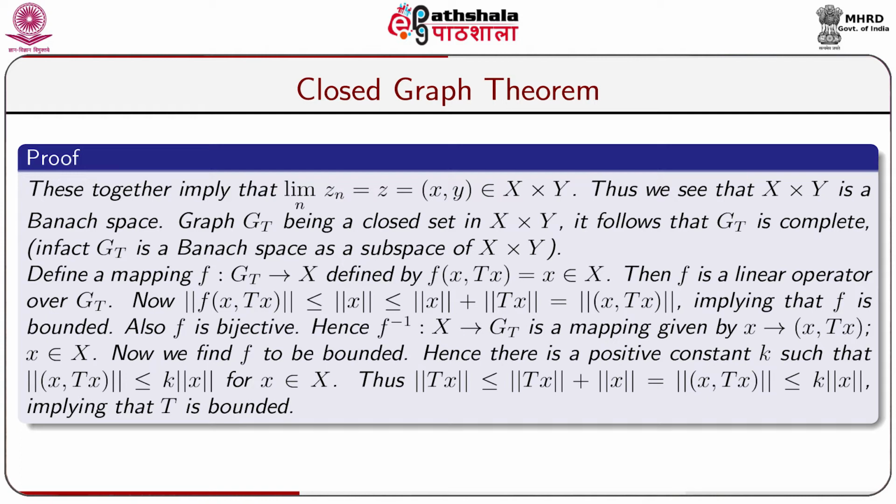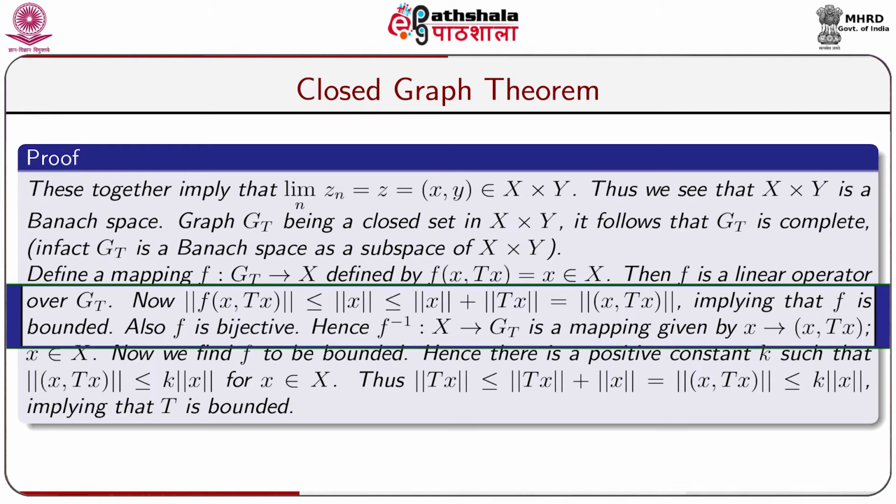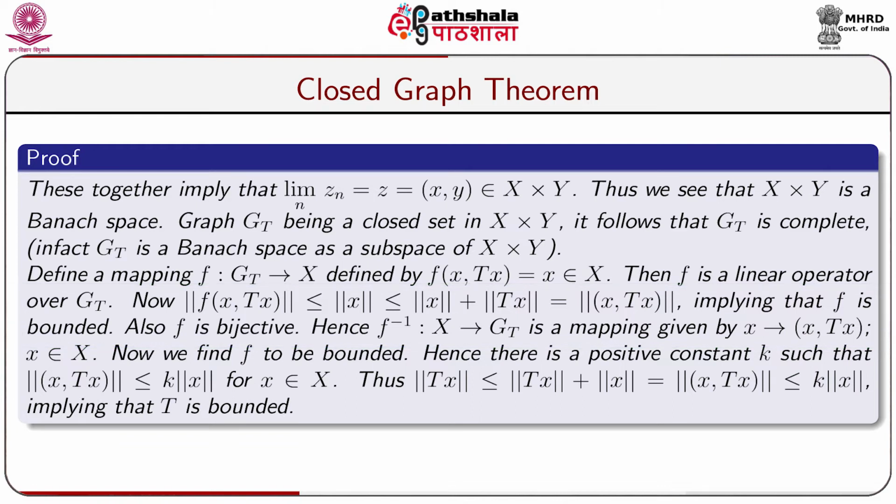Define a mapping f from G_T to X by f of the pair (x, Tx) equal to x, where x belongs to X. Then f is a linear operator over G_T. Now, norm of f(x, Tx) is equal to norm of x, which is again less than or equal to norm x plus norm of Tx, which is equal to norm of the pair (x, Tx), implying that f is bounded. Also, f is bijective.